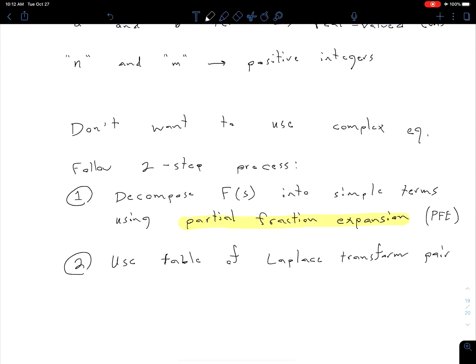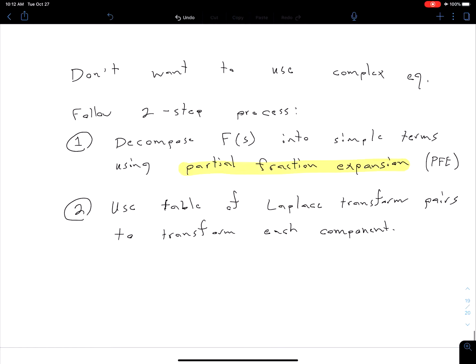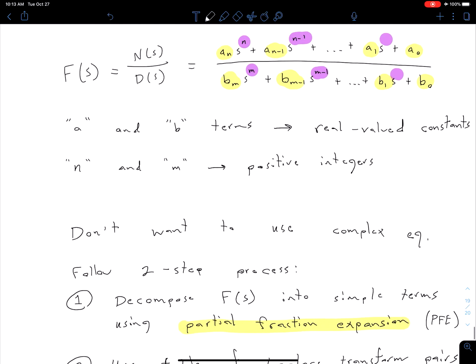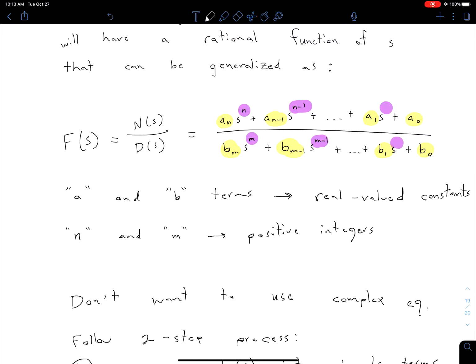Remember, we might need to take into account our operational transforms as well as our functional transforms. So we're using this to transform each of those simplified components. And the table of Laplace transform pairs, I might have mentioned this before, but I'll say again, it's on page 685 in your textbook, but I also have a handout posted in Canvas. I think it's sometimes hard to grasp when we're talking about general equations, but we're going to look at several examples to help this make a little more sense.